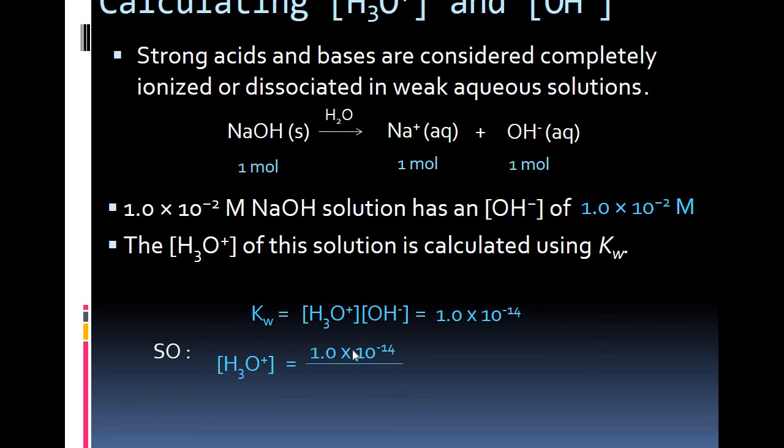So we can solve for hydronium ion concentration. You just divide both sides by the hydroxide. You're going to end up with this equation. Let's put the value in for your hydroxide, 1.0 times 10 to the negative 2. It's an easy calculation. It's just going to be 2 off of the 10 to the negative 14, so 10 to the negative 12. You can use your calculator for this, but it's very easy and you can generally do it in your head.